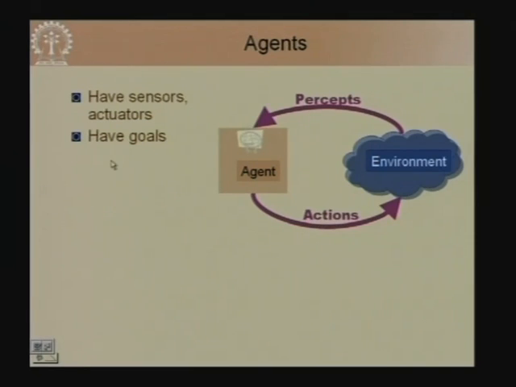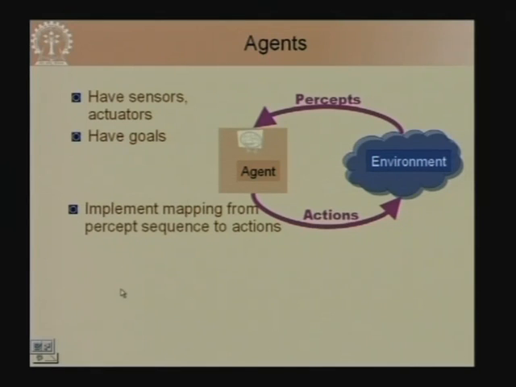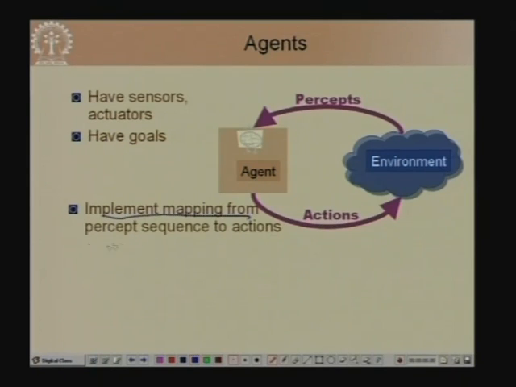So, we have already seen the agent has sensors and actuators and has goals, and the agent program implements a mapping from percept sequences to actions.